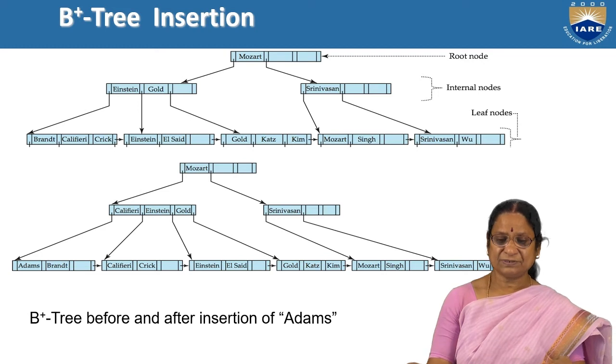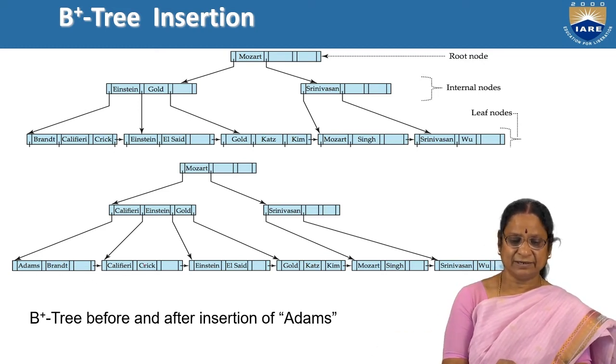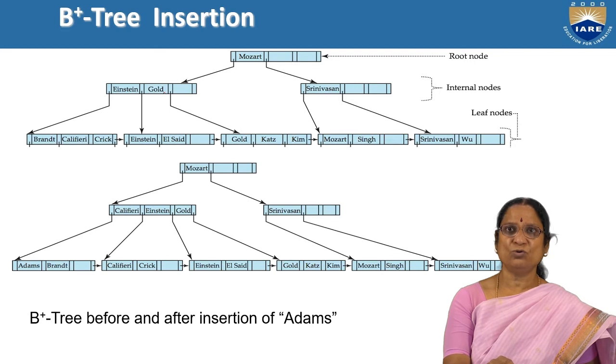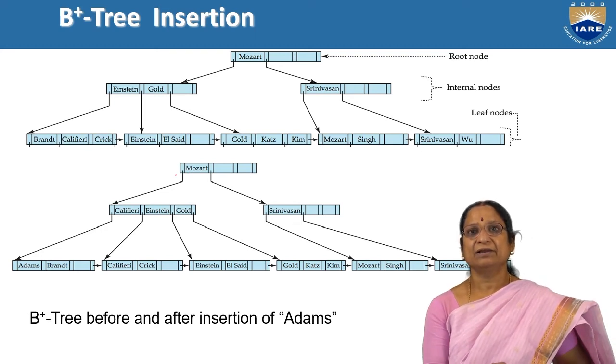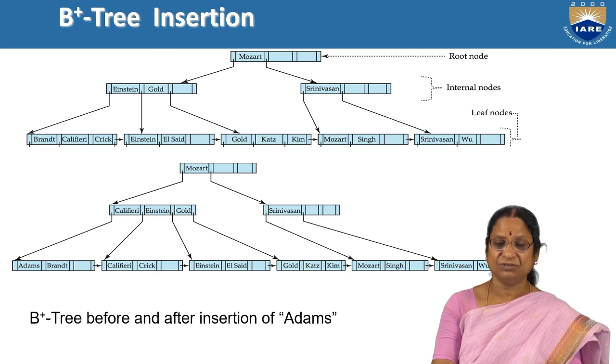So, for example, you observe here, as we discussed, Adam was inserted and this was modified. And here Calipari was supposed to be inserted here. Previously there was no place. This is before insertion, this is after insertion. Before insertion, Einstein and Gold are there in the next parent level. Calipari was introduced, so there is no need to split further in the parent. Space is sufficient currently.